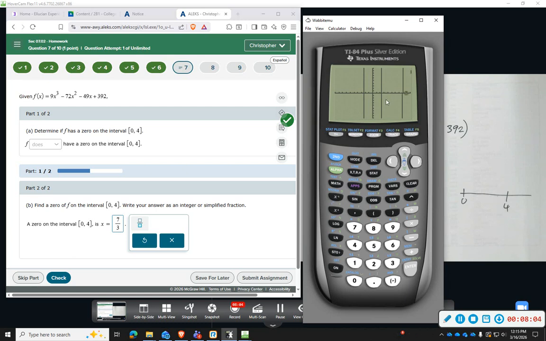Putting it in at 0 will let me find the intersection. So we find the intersection by doing second and then the blue word calc. We want to find the intersection of these two. So 5, and it asks me first curve, it's on that one, so I'm going to hit enter. It asks me second curve, I'm going to arrow close to where that 0 is and hit enter. And then it says, do you want to guess? I'm just going to hit enter a third time. And you can see that that is 2.333 repeating, which is the same as 7 divided by 3.